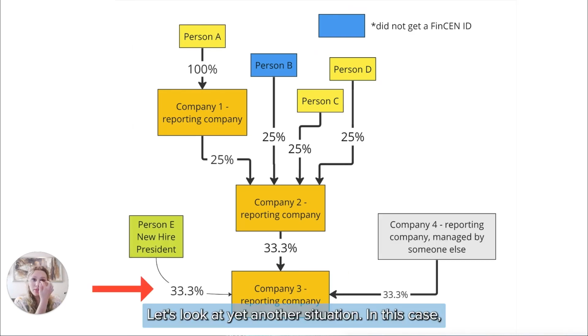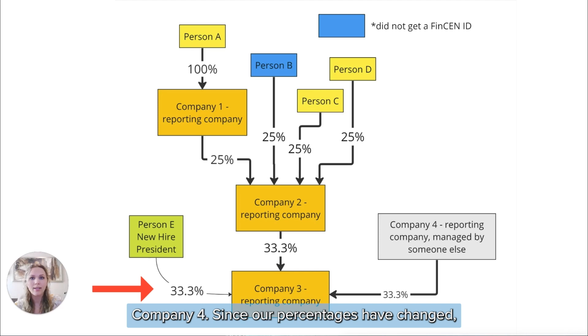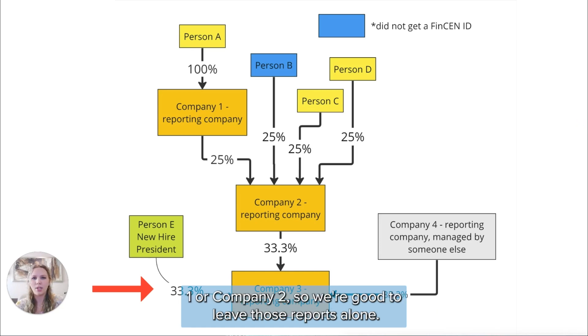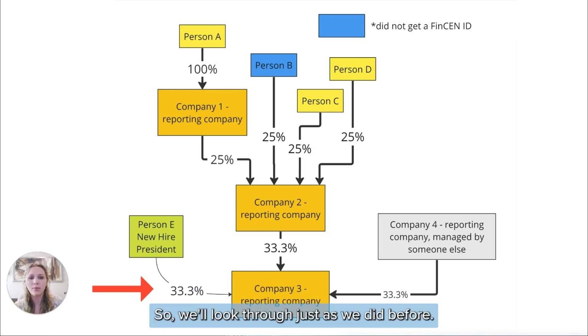Let's look at yet another situation. In this case, person E obtained some ownership interest, and they've also introduced another owner, Company 4. Since our percentages have changed, we're going to need to do some more math. Nothing has changed with Company 1 or Company 2, so we're good to leave those reports alone. But now we need to do some recalculating for Company 3. So we'll look through just as we did before.